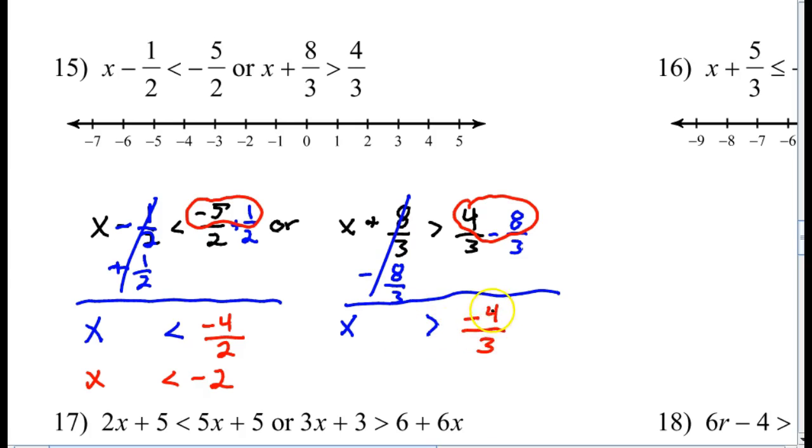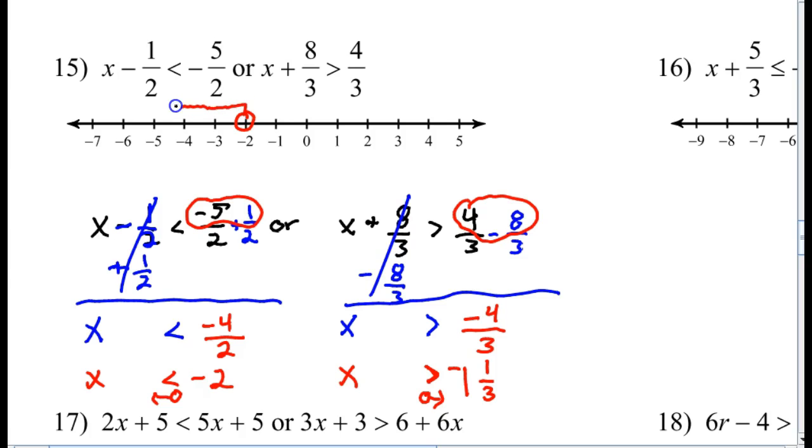Now, in order to graph -4/3, you probably want to make that a mixed number. So 3 goes into 4 one time with a remainder of 1. So that's -1 1/3. That way we can go up to the number line and graph it a little bit easier. So greater than, that's going to be open and to the right. And then less than, that's going to be open to the left. So we just go up here.